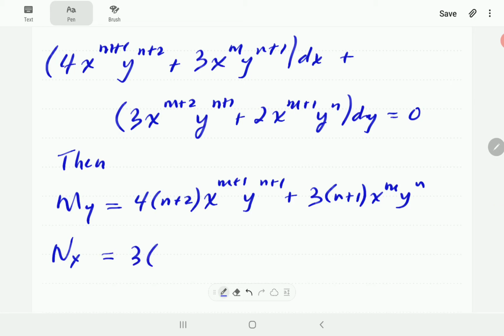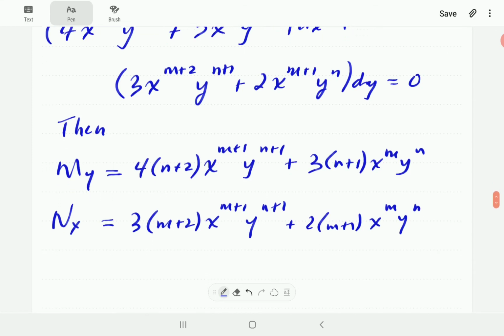In the first term, we're going to multiply by m+2. The second term, we're going to multiply by m+1. So here m+2, x to the power m+1, we subtract 1 from this power. This one remains the same. And then 2(m+1) x^m y^n.